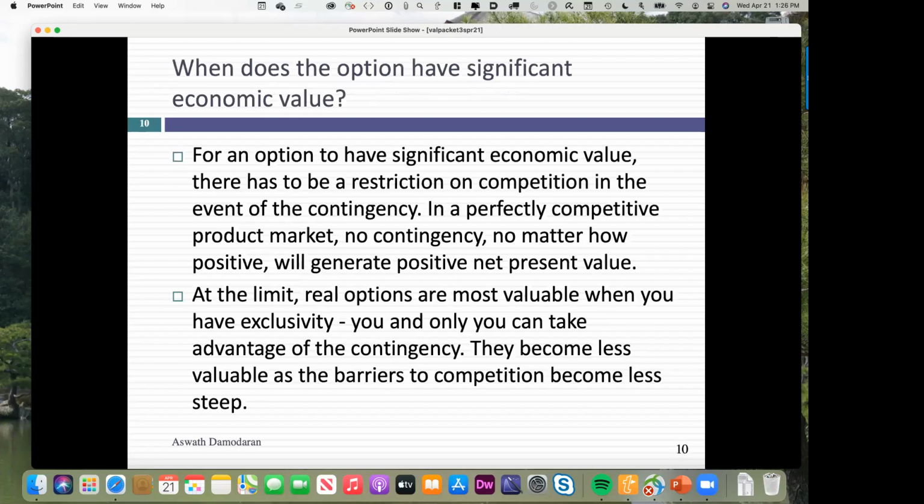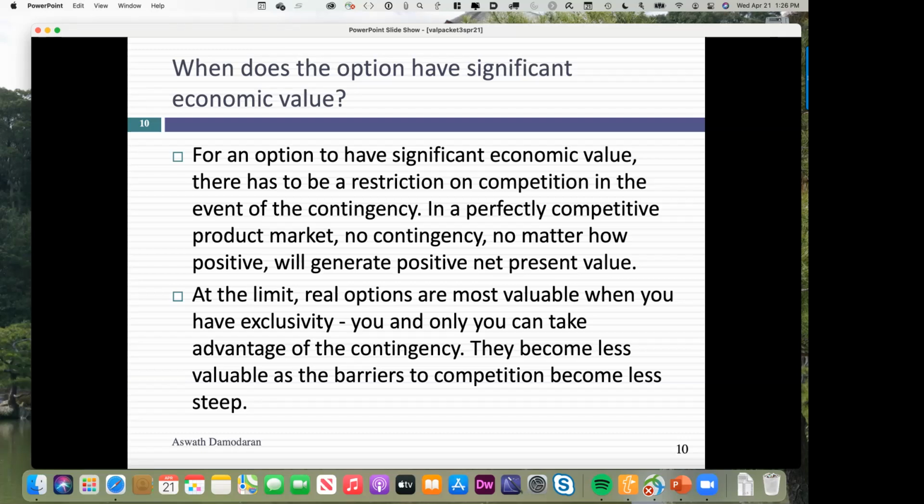Which brings me to the second question. When does an option have significant economic value? For options to have value, they have to have exclusivity. You know what I mean by exclusivity? You and only you have to be able to exercise the option. If everybody has the right to do something, you don't have an option. Everybody can do it.